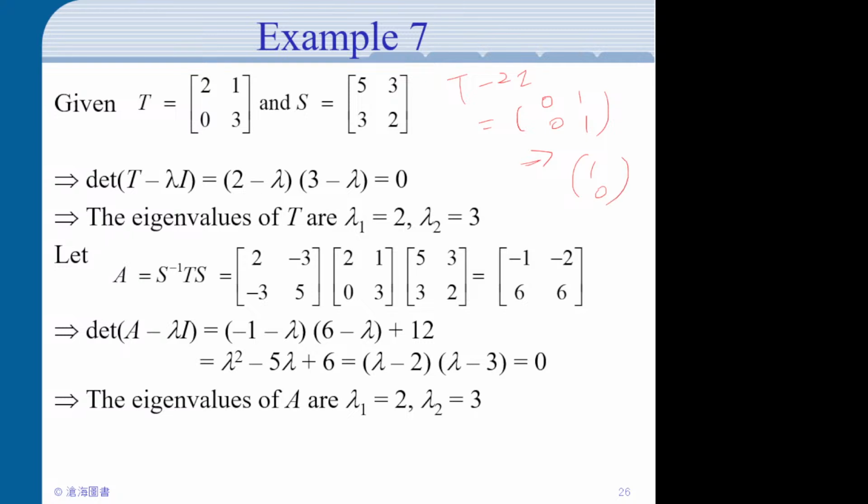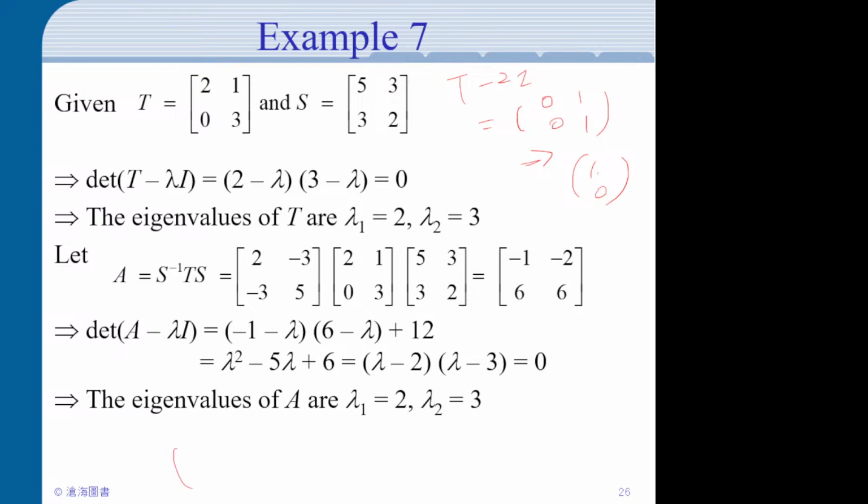Okay. And let's check again. So 1, 0 times T is 2, 0. And then is 1, 0 an eigenvector of A? It's not, because 1, 0 times A is minus 1, 6. It's not the eigenvector.